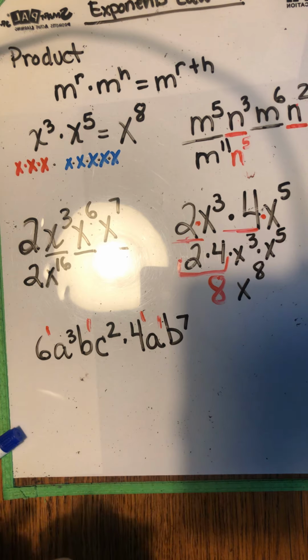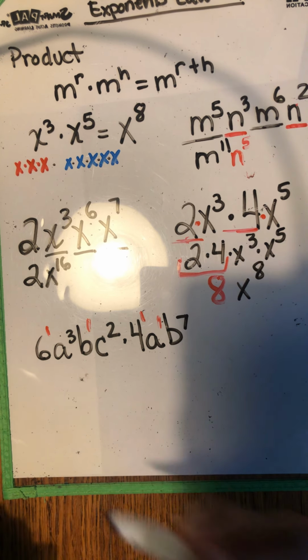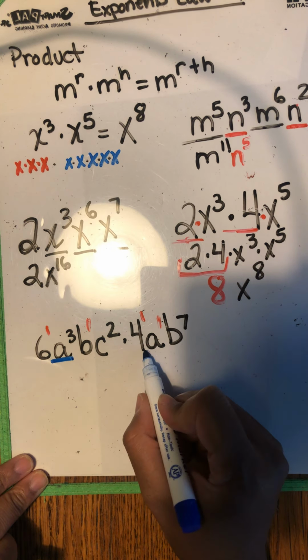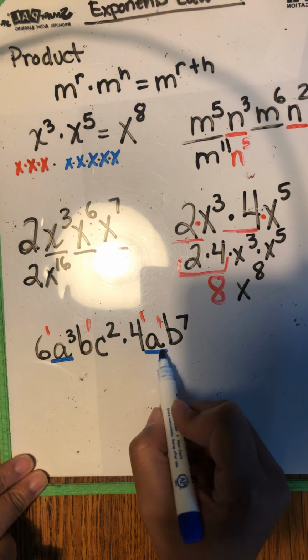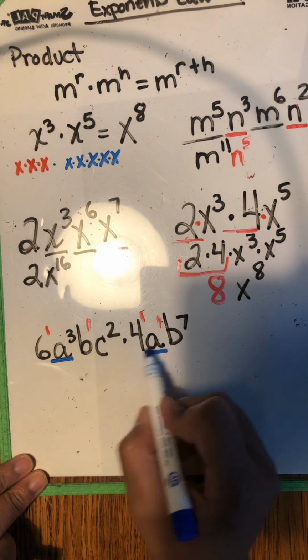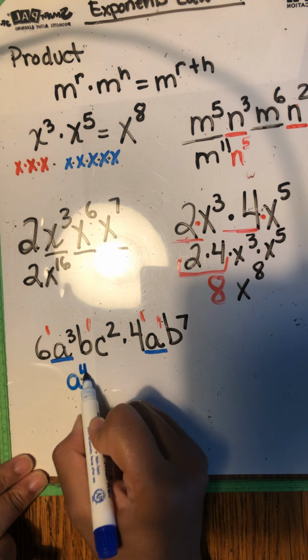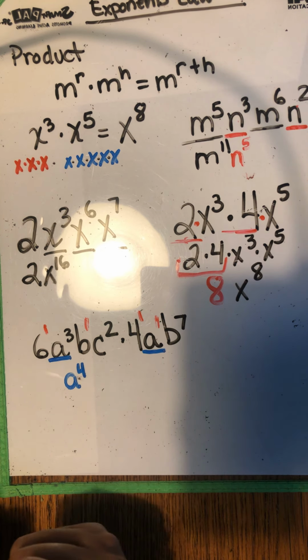I'm going to do the A's. I have 3 A's here, and I got 1 more here. That's why it's helpful to put the 1 there, so you don't think that it's 3 and none. This isn't none, this is 1. 3 and 1 is 4. Make sure that's a 4, not a 3.